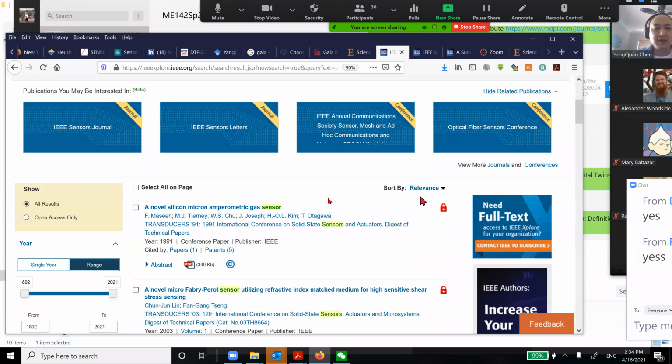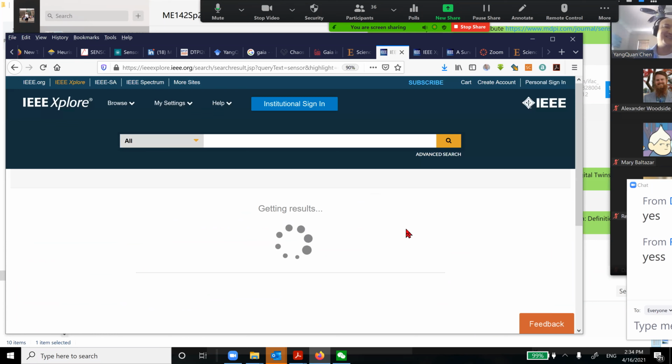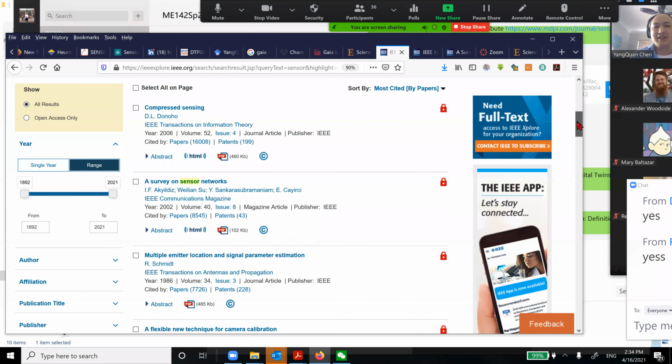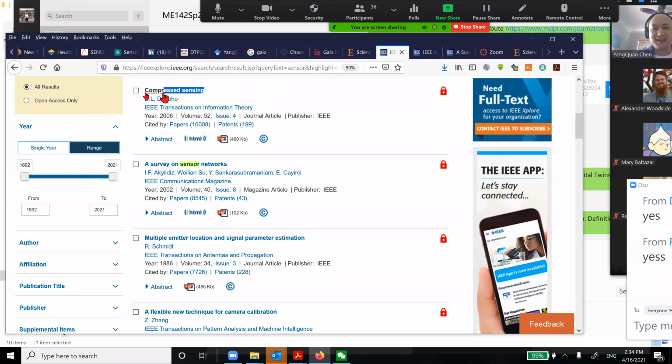So you can sort by relevance. You can try newest, oldest, most cited. Let's check most cited, what they say. So people quote the previous ones. So to your surprise, what are the most cited ones? It's called compressed sensing. Okay, so you have too many sensors, too much information, how do you compress it, okay? Then sensor networks, where the sensors talk to sensors, okay? All right, and so on and so forth.